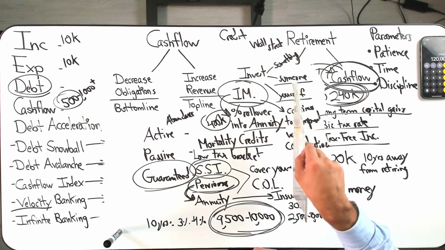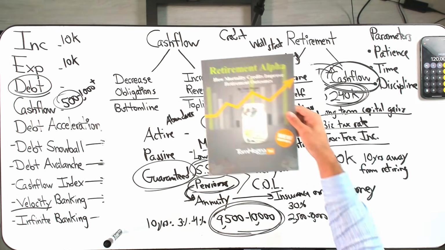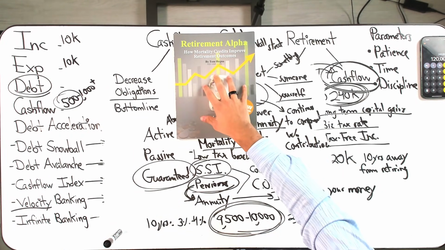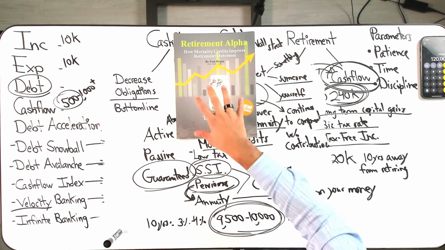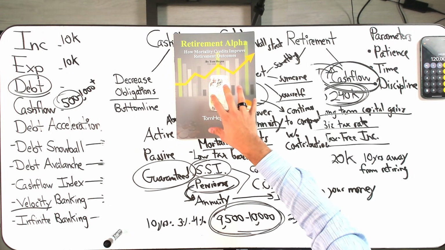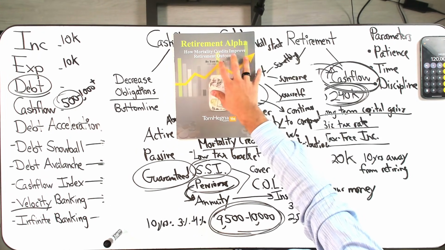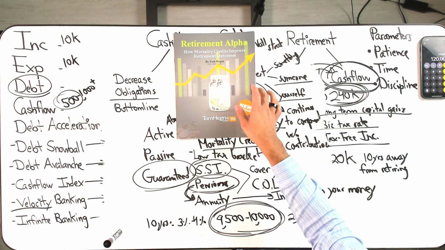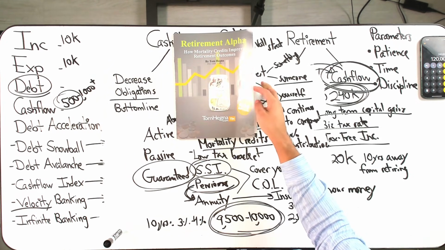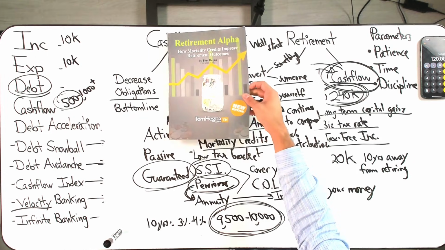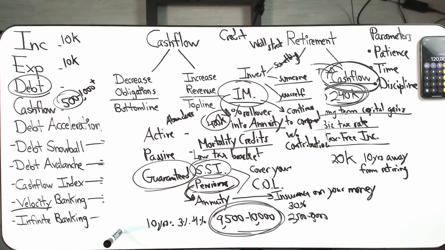This is literally a super small book. It's called Retirement Alpha by a guy named Tom Hegna. Highly recommend everybody in this room reads this. How mortality credits improve retirement outcomes. It is a small, simple, easy to read kind of book. Super helpful. Okay? Super helpful.